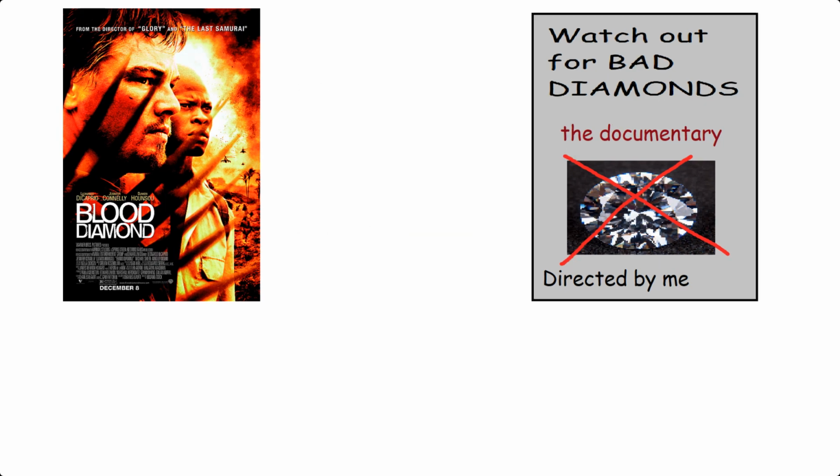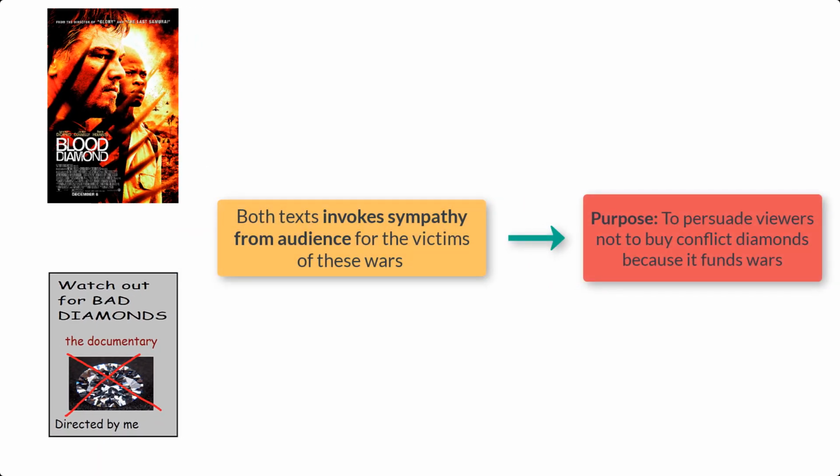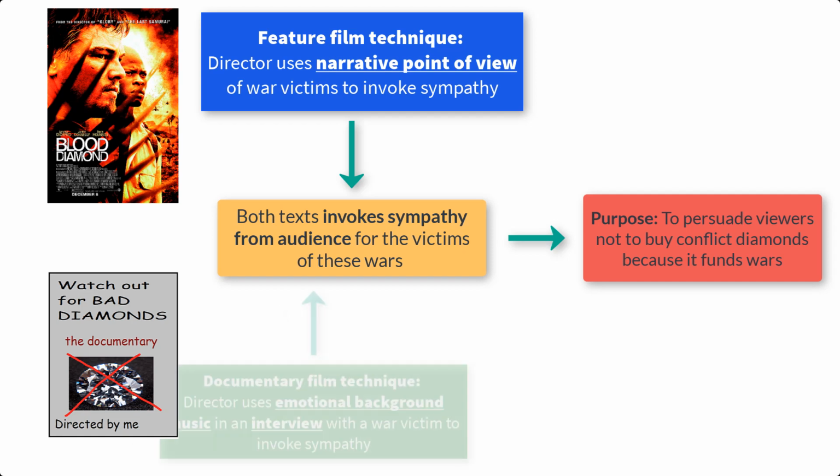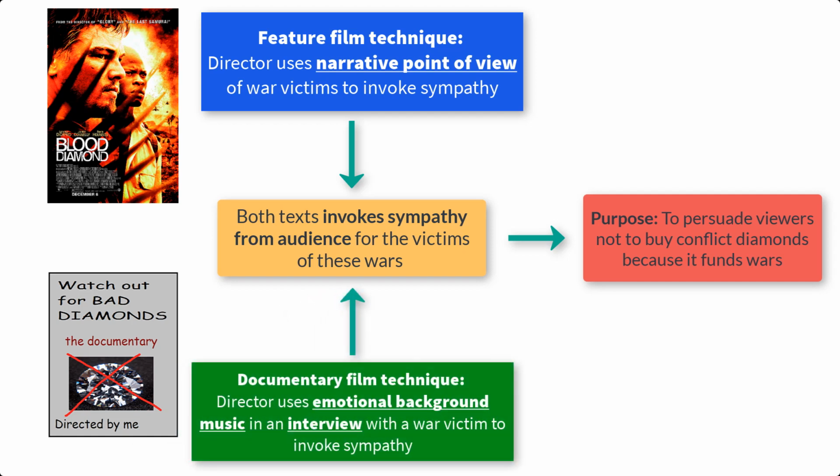For example, one of the ways these texts aim to educate the audience on conflict diamonds is by making the viewer have sympathy for the victims of the wars which have been funded by the people buying the diamonds. In the feature film, they may do this by using the narrative point of view of a victim in the story to show that he's not having a good day and that he's sad. In the documentary film, however, they may use sad music in an interview of the victims to also show that they're not having a good day and to make the viewer sympathize with these victims. So as you can see here, two different techniques are used for the same purpose.